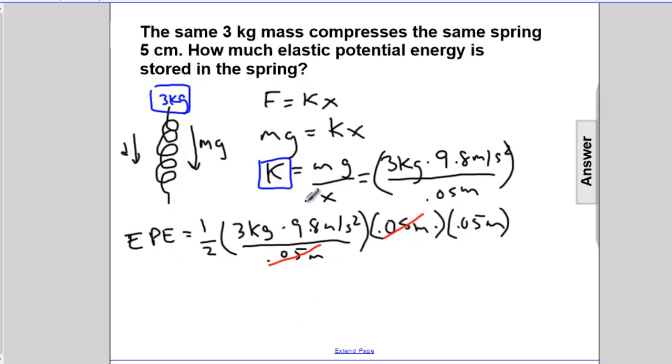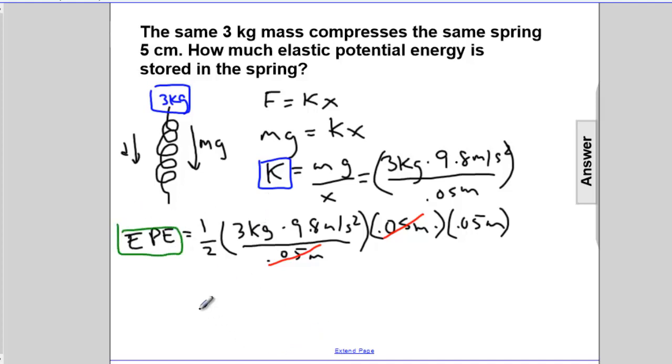And then using the value for K and placing it into the EPE equation, 1/2 kx squared, we can solve for the elastic potential energy. There are a couple computations. One was for K, and again one was for EPE.